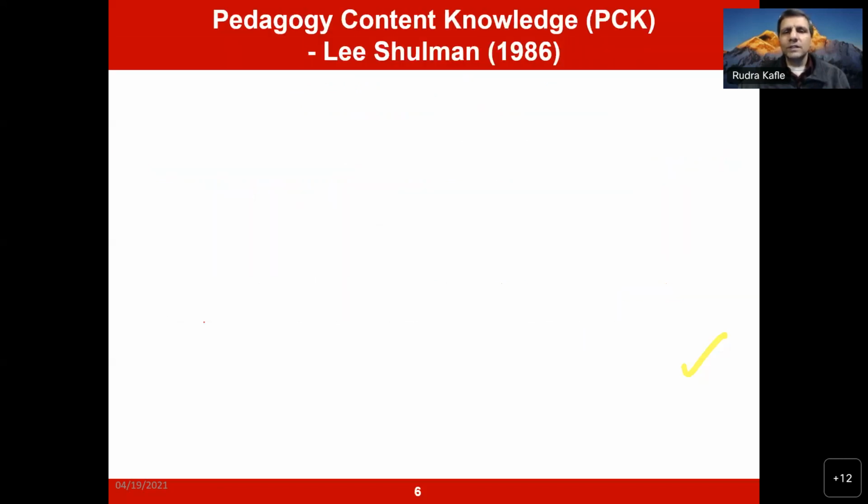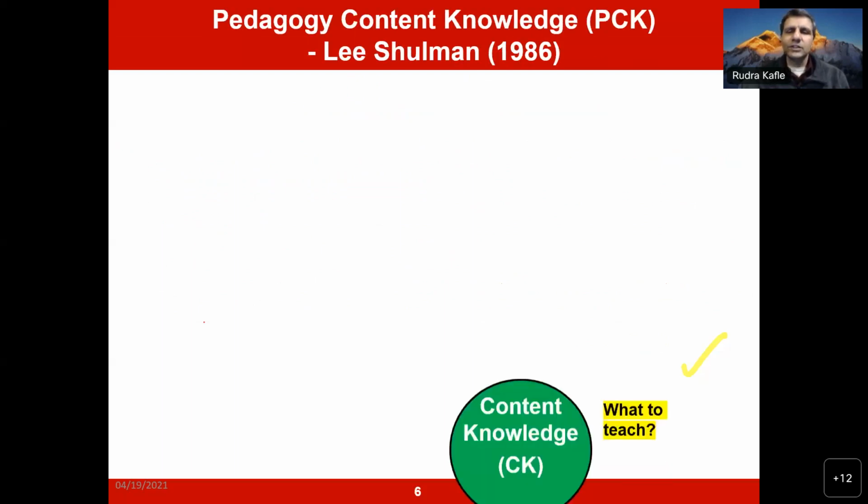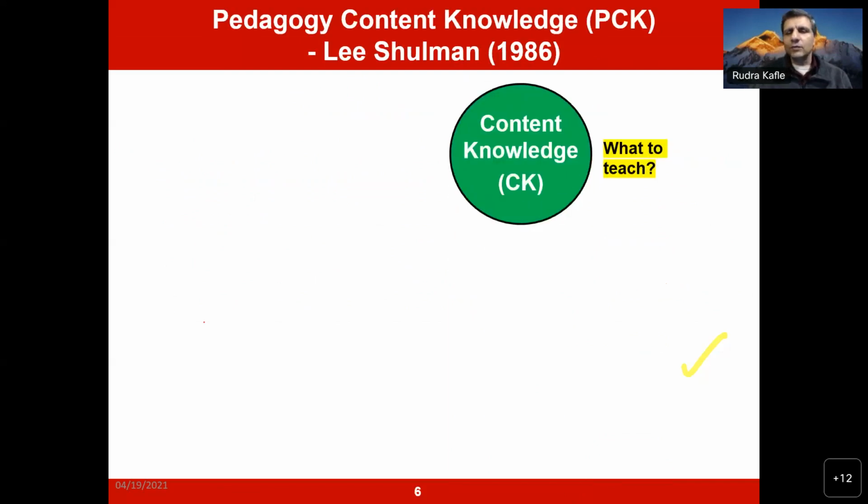Lee Shulman is a very famous educator. For the first time, he gave the principle of pedagogical content knowledge. It has two parts. One is content knowledge, that means when we go to the classroom, what to teach. Suppose I go to teach an introductory physics class, let's say Newton's laws of motion. That is the content, what to teach.